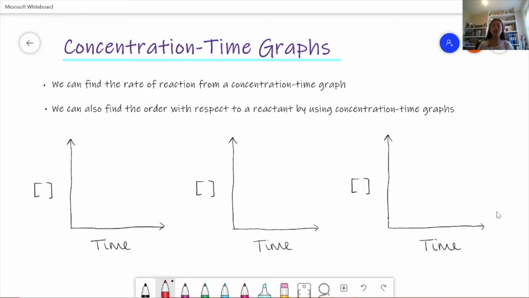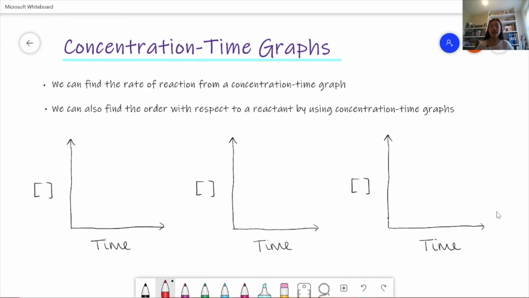Now we're going to talk about concentration time graphs. So we could find the rate of reaction from a concentration time graph. We know how to do this already, and that's by finding the gradient. But we can also find the order with respect to a reactant by using these graphs as well.